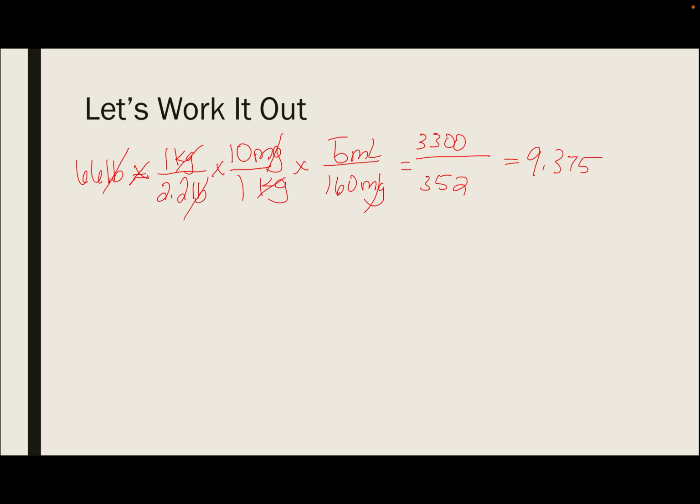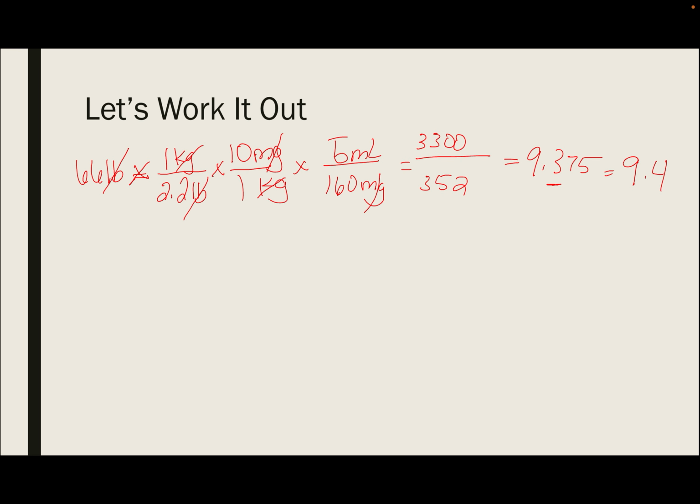9.375. Let's say they want us to round to the nearest tenth. Here's my tenths place. Okay, so I have to look to the number behind it. The number behind that place is a 7. 5 or greater will bump that number up. So that means I should end with 9.4 because there's a 7 behind the 3.